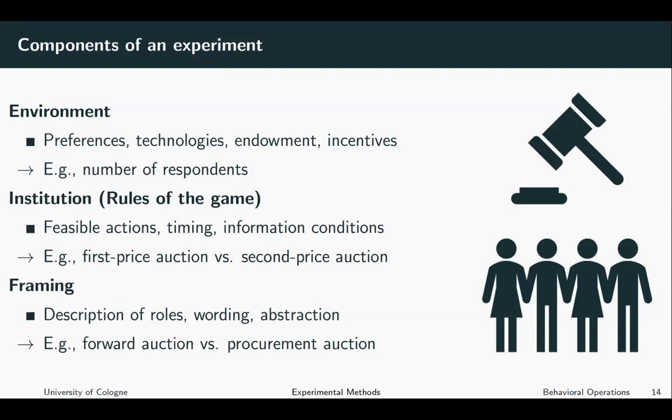Another important component of an experiment is the framing. How do I describe the roles? Which words do I use? And how abstract do I describe the setting? So here we could, for example, distinguish between a forward auction, in which a good is sold to the bidders, or a procurement auction, in which the bidders want to sell a good.